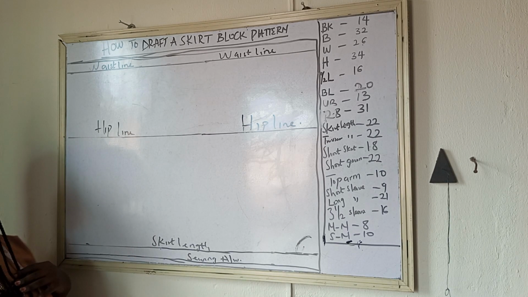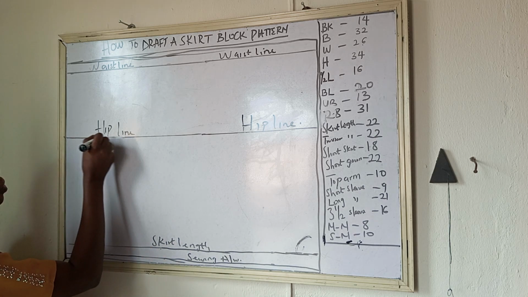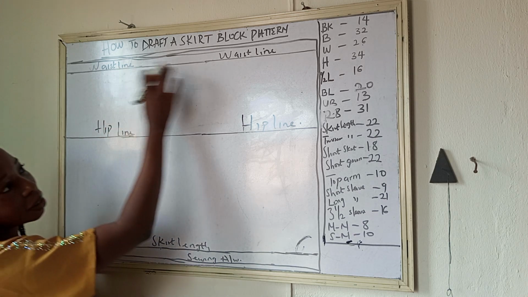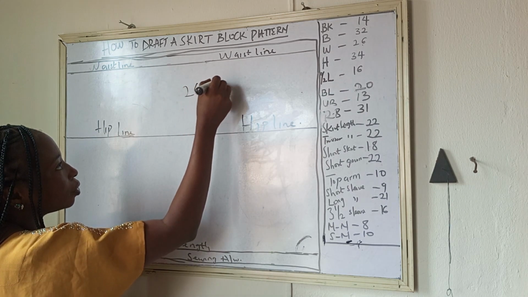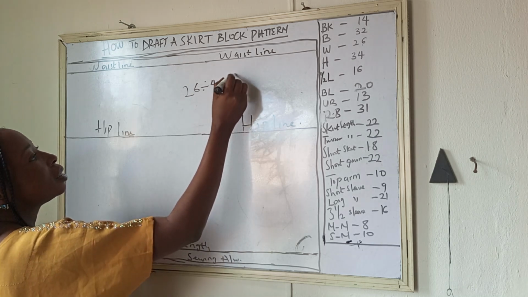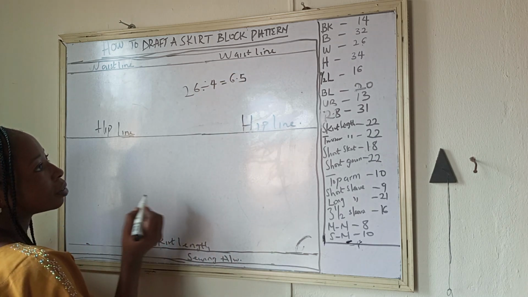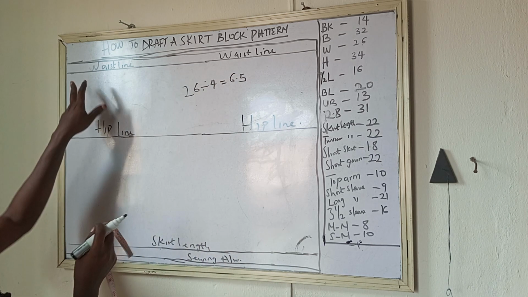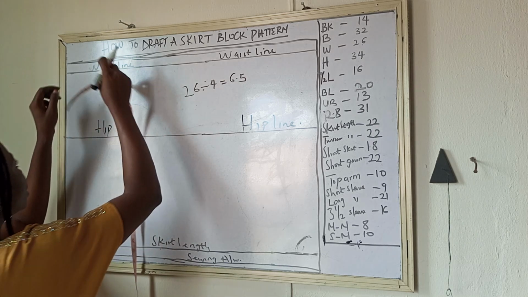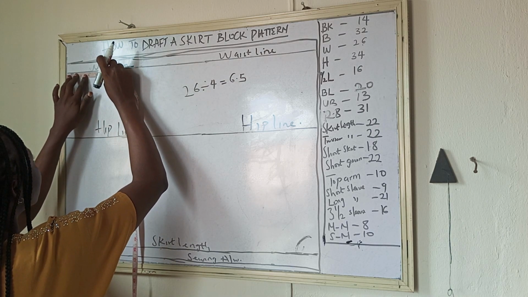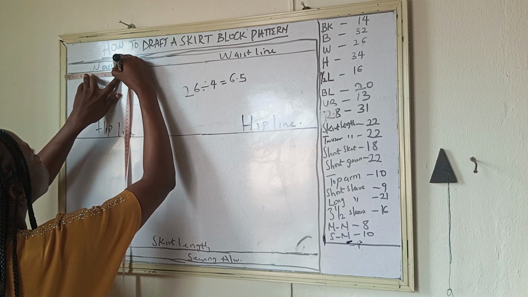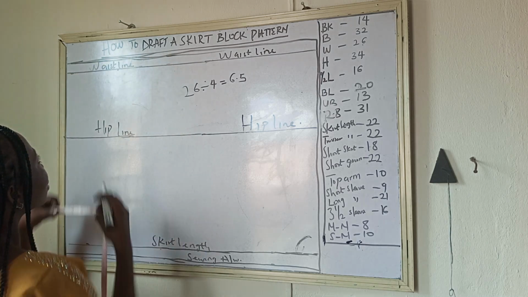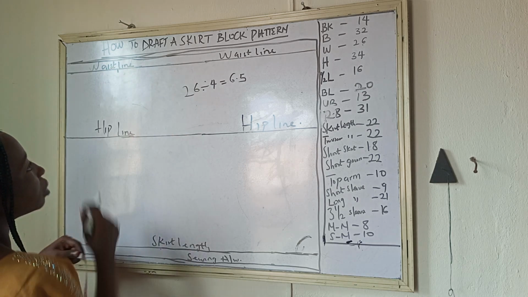So moving on, I'm going to be measuring my waist, which will be divided by 4. So 26 divided by 4 gives me 6.5. So I'll be measuring 6.5 from this line. So here is 6.5 as my waist measurement.